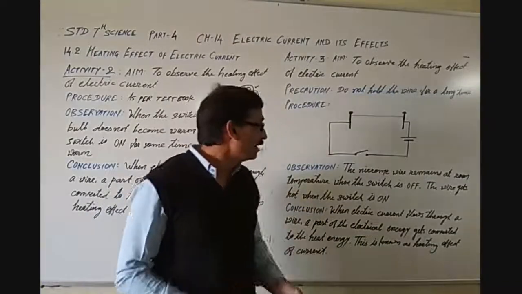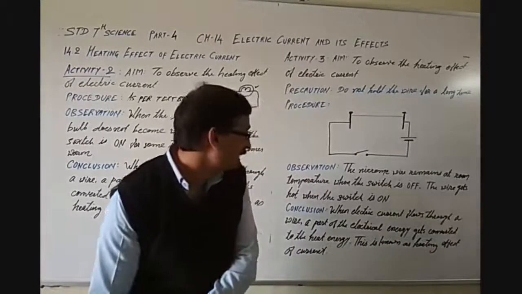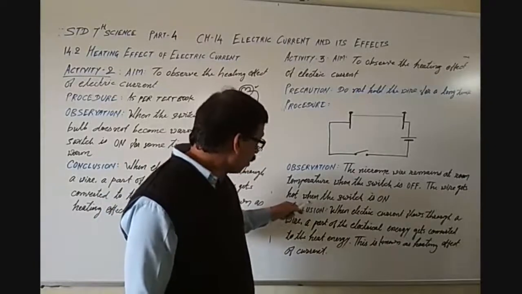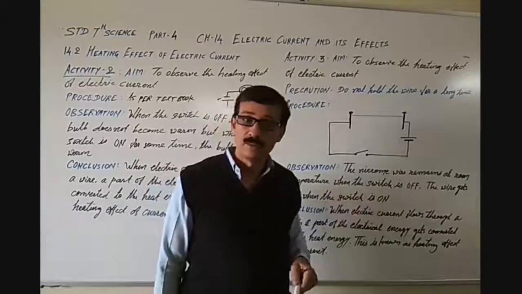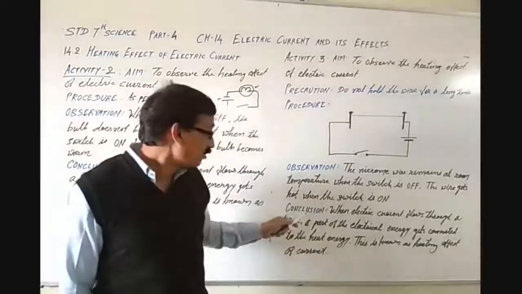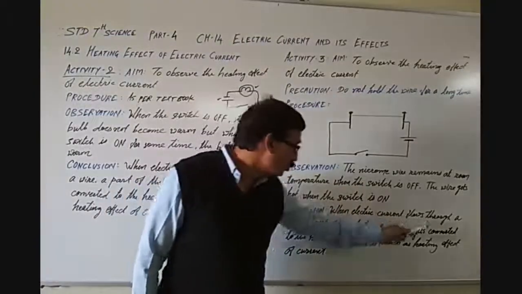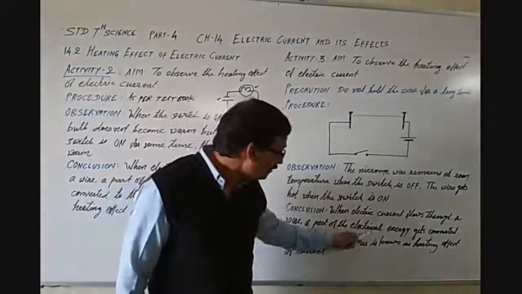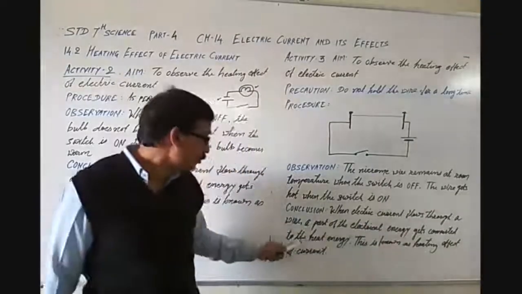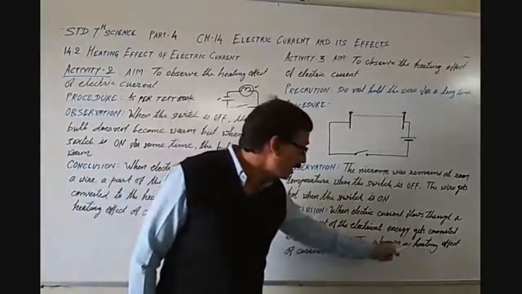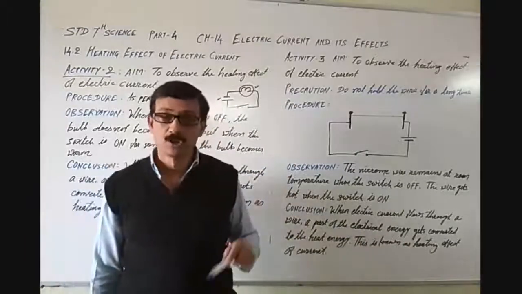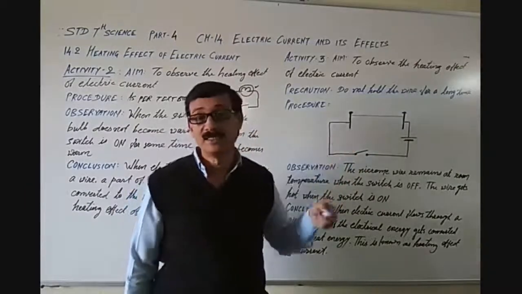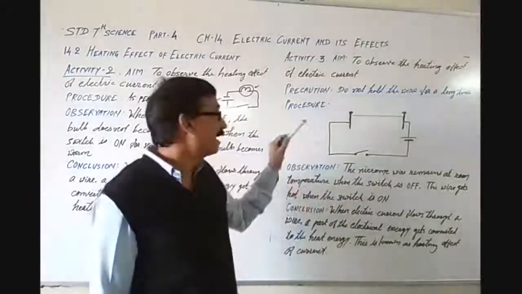Observation: nichrome wire remains at room temperature when the switch is off. The wire gets hot when the switch is on. Conclusion: when electric current flows through a wire, a part of the electrical energy gets converted to heat energy. This is known as the heating effect of current. So when the switch is in the on position, we will feel this wire is warm, or we can say this wire gets heated.